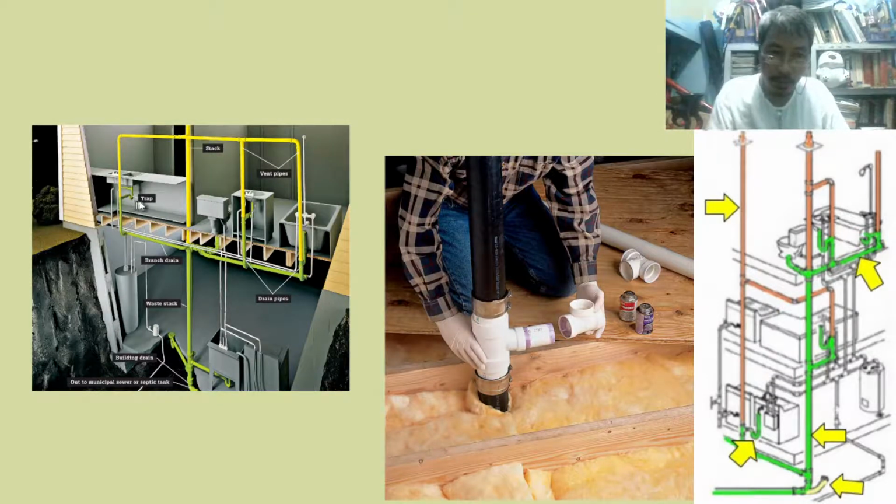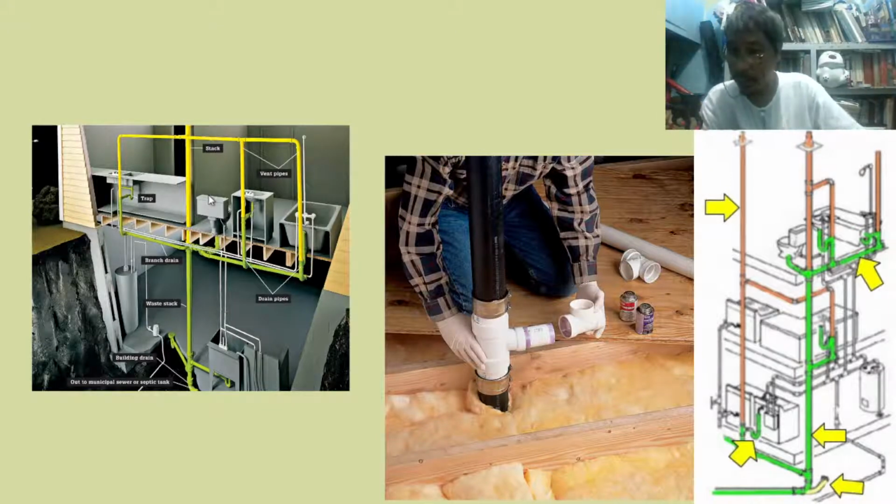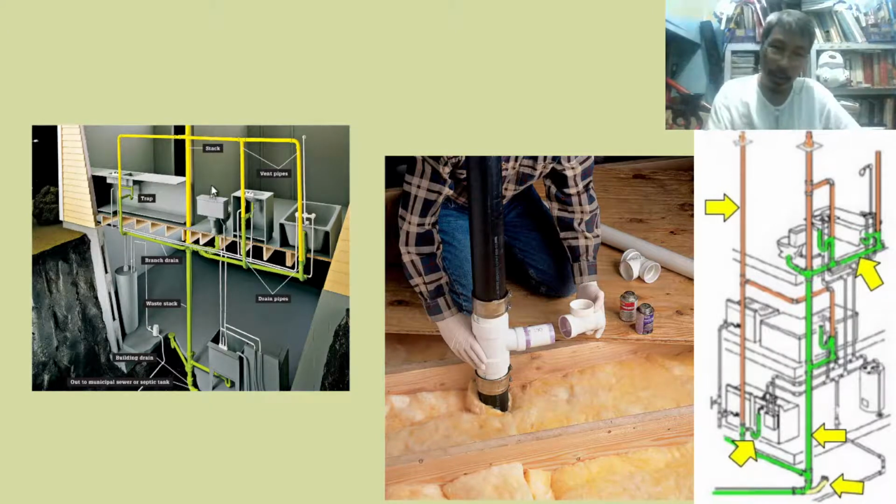Next one, we have a trap. We have the P-trap, actually. There are several types of trap: P-trap, S-trap, U-trap, but nowadays the most popular, and I think the only one being used, is the P-trap. This is the P-trap connected to, for example, a sink or lavatory.